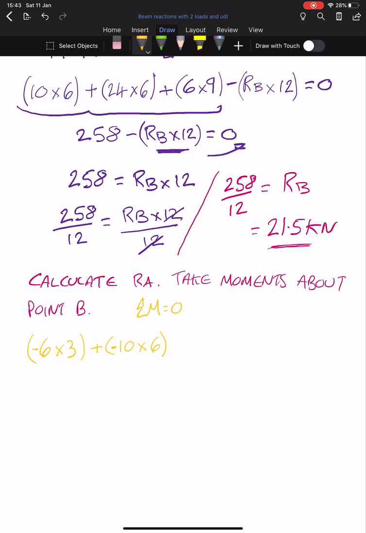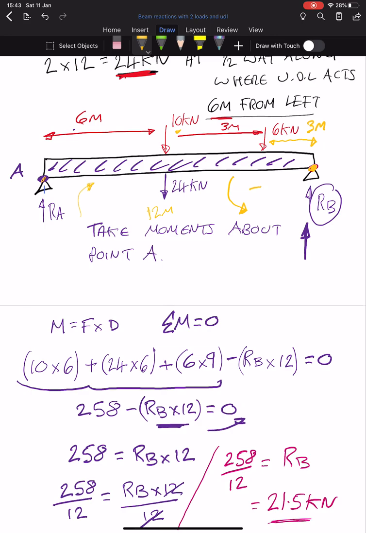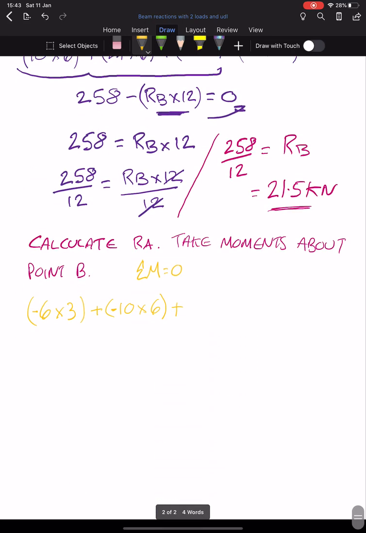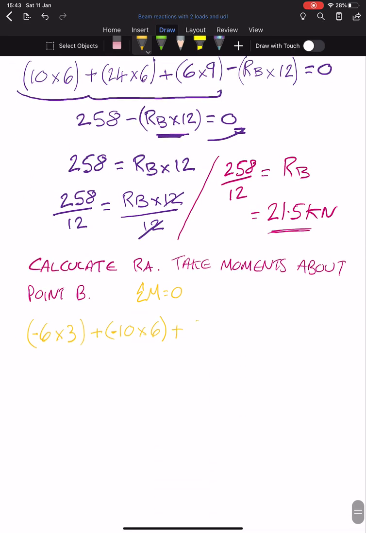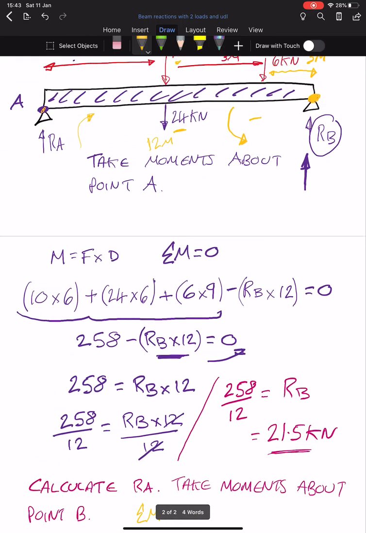Sum of the moments, there's one more to add. This 24, the UDL one. So 24 kilonewtons, and it's also 6 meters from this point here. Also going anti-clockwise, so I'm going to do 24 times by 6. Anti-clockwise, put a negative number in there. That's the 3 forces that we know.